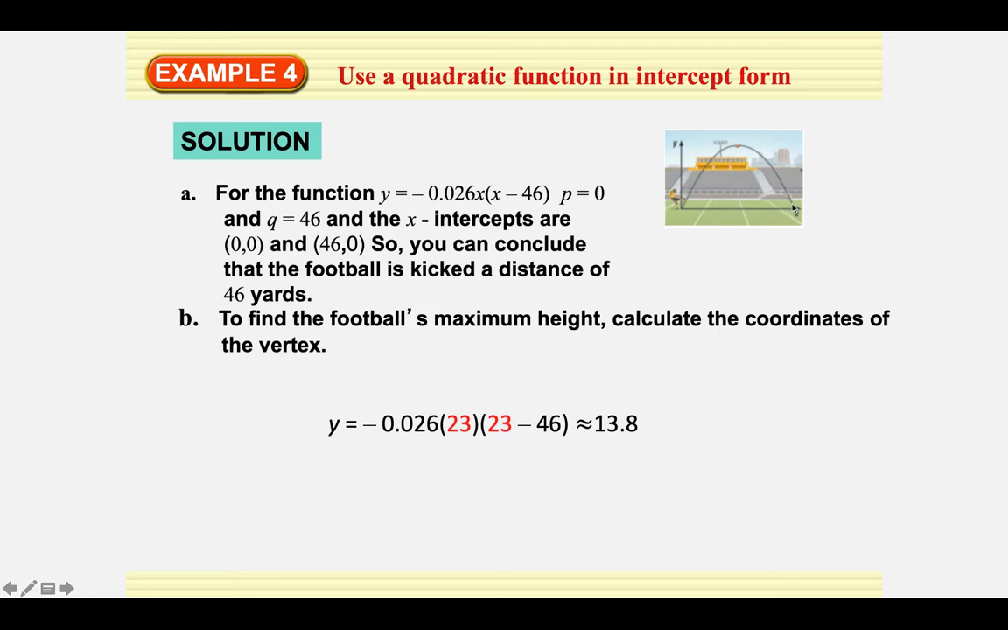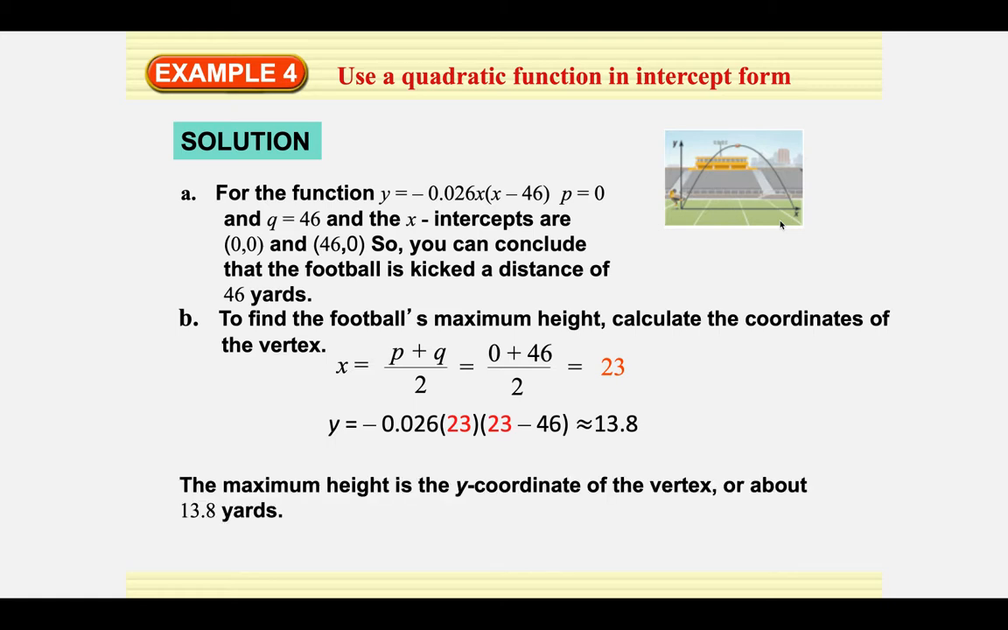To find the maximum height, calculate the coordinates of the vertex. So halfway between 0 and 46 is 23. And then we plug in 23 for the x value, and we get about 13.8. So the maximum height is the y coordinate of the vertex, or about 13.8 yards.